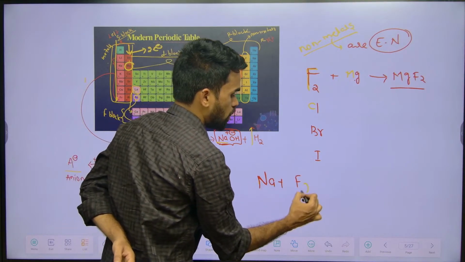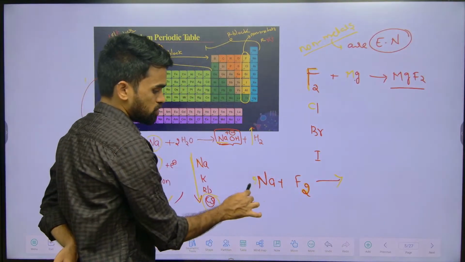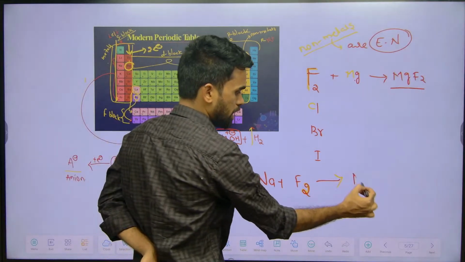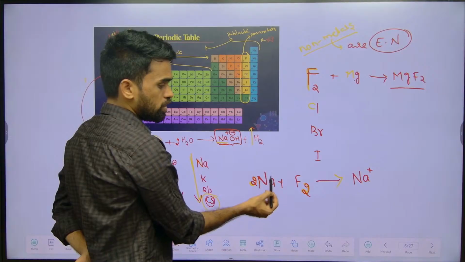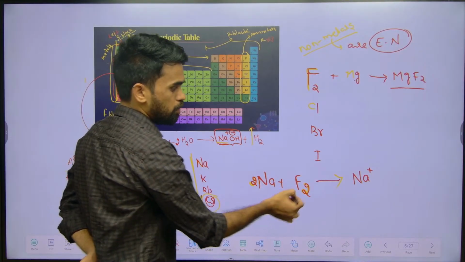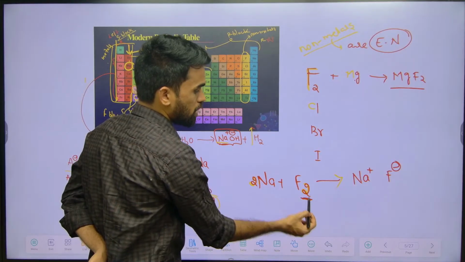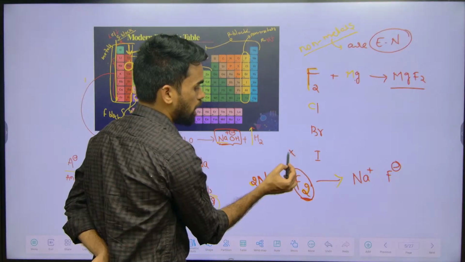Okay. So if I only treat sodium with fluorine, what happens? So 2 sodiums we required. Why? Because each sodium loses 1 electron and becomes Na plus. Like that, that last electron is taken by 1 fluorine and becomes F minus. Like that, how many fluorines are there? It is 2, because halogens will be in the diatomic state, not in the monoatomic form.